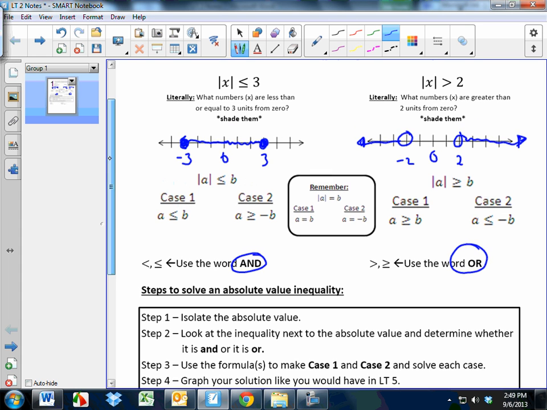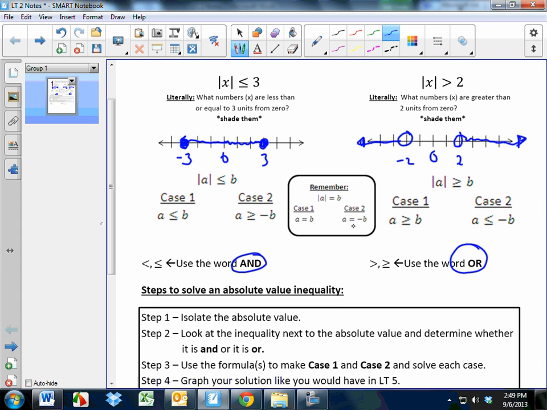We also have templates for case 1 and case 2 for these inequalities. I'll remind you from Algebra 1, when you had the absolute value of a equals b, case 1 was a equals b, case 2 was a equals negative b. It's very similar in Algebra 2 with inequalities. If you have less than or equal to, your case 1 will be a is less than or equal to b, and your case 2 will be a is greater than or equal to negative b.